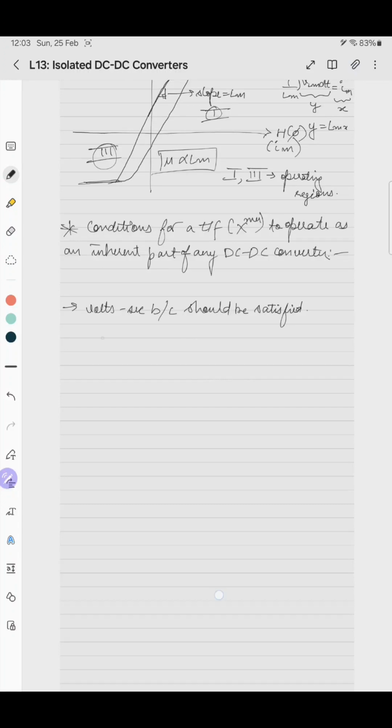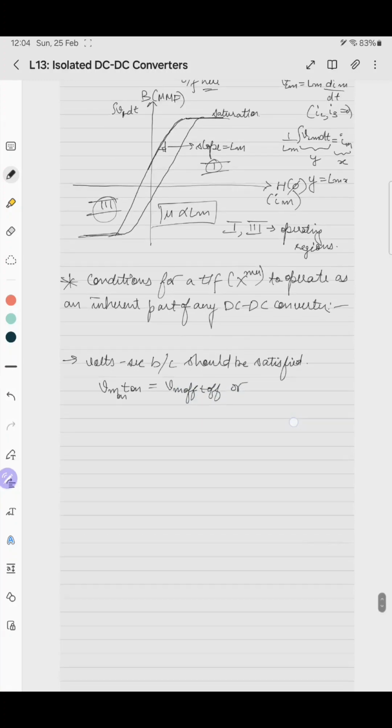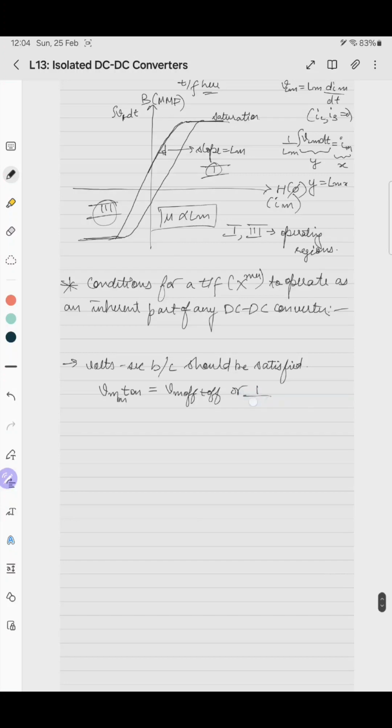So it means that Vm into T on should be equal to Vm off into T off, or 1 by Lm integral VLMF dt from 0 to T switching should be 0, because here T is T switching. The inductor is operated at the switching frequency, not the power frequency.